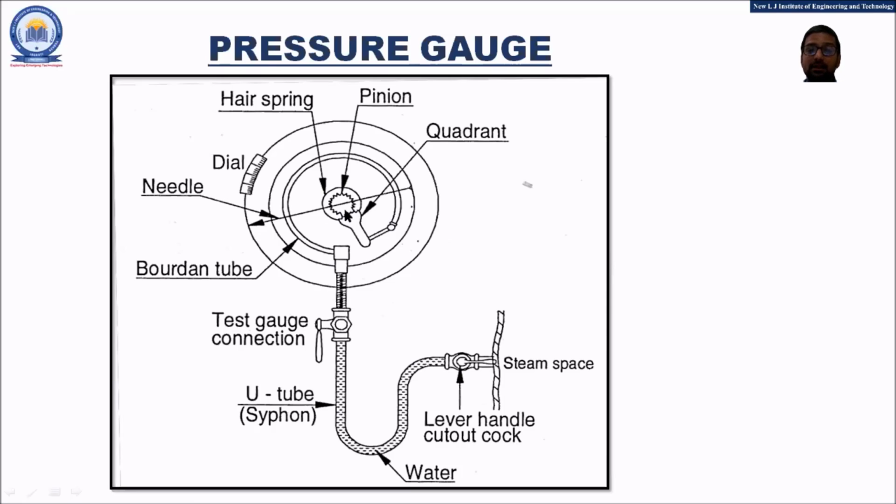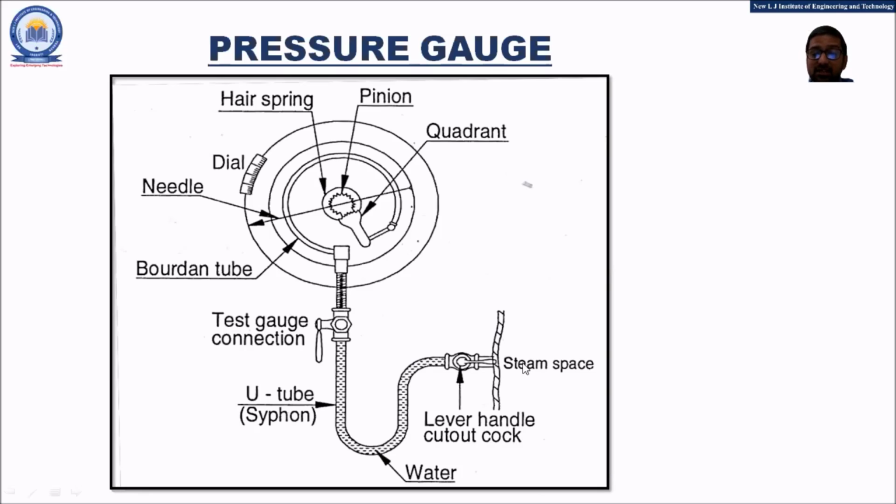The quadrant is further connected to the pinion, and on the pinion, the centermost part, the needle is provided, and outside the Bourdon tube, a dial is provided, so that by the movements of the needle on the dial, the boiler attendant can measure or note down the pressure. Now let us understand the working of the pressure gauge. Bourdon tube pressure gauge working is very easy.